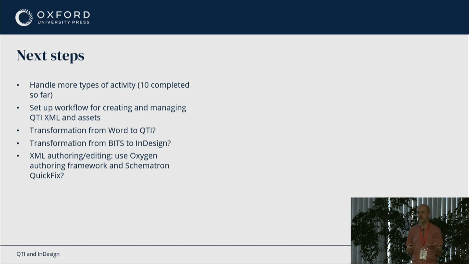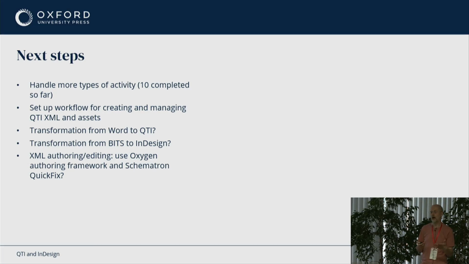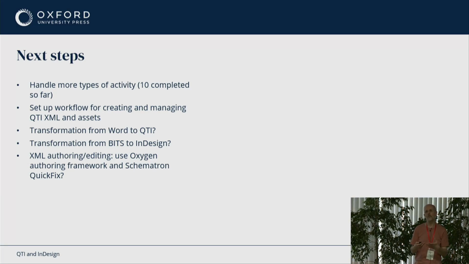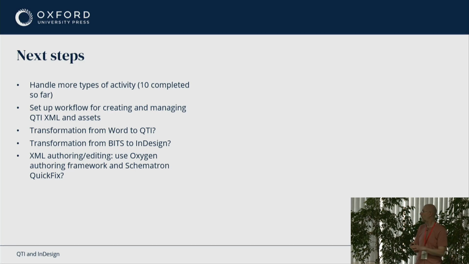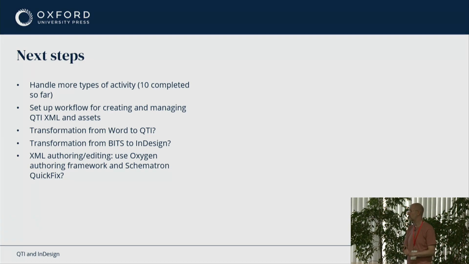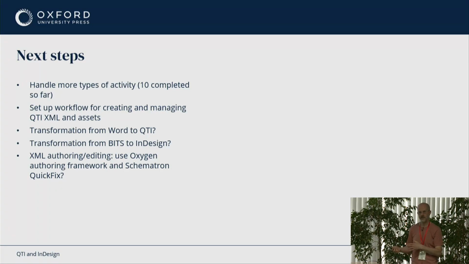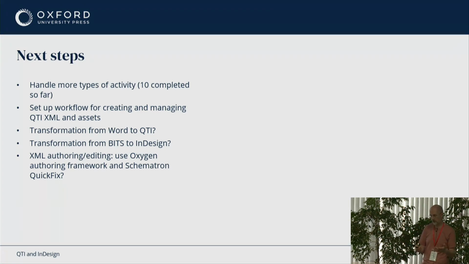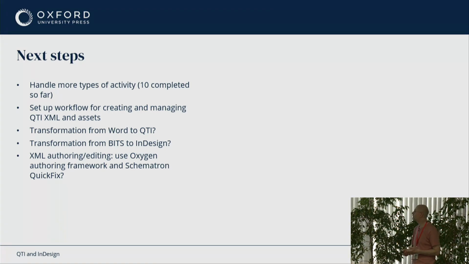And our content creators are in-house. I would like them to be confident in editing XML. So I want to write an authoring framework with a bit of Schematron Quick Fix. I've been desperate to use Schematron Quick Fix for years. Haven't had an excuse to do it. This is pending the availability of a proper designer to create a nice-looking authoring framework.